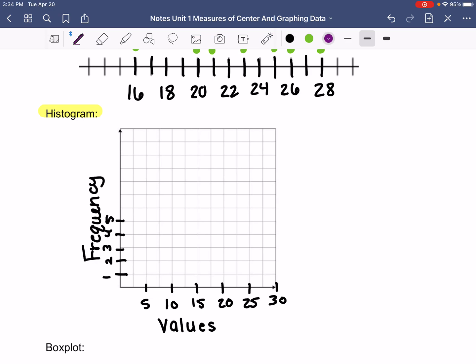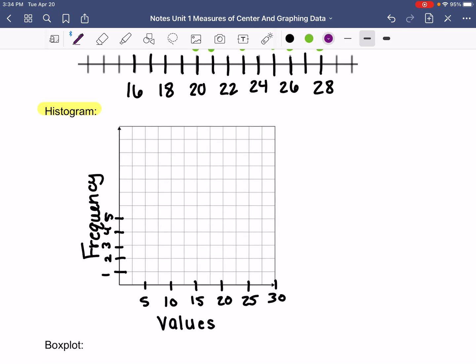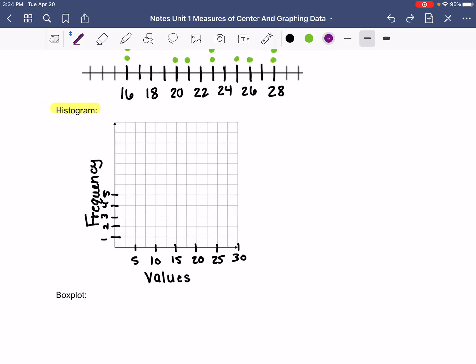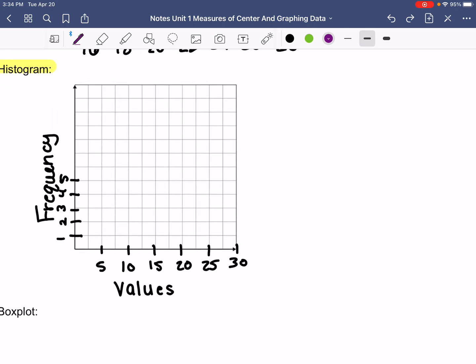Like I said, a histogram is commonly mistaken for a bar graph. In a bar graph, you could have blue, and then how many people like blue. A histogram is more so intervals. You use an interval of numbers, and you're going to draw bars to represent the frequency of each interval.